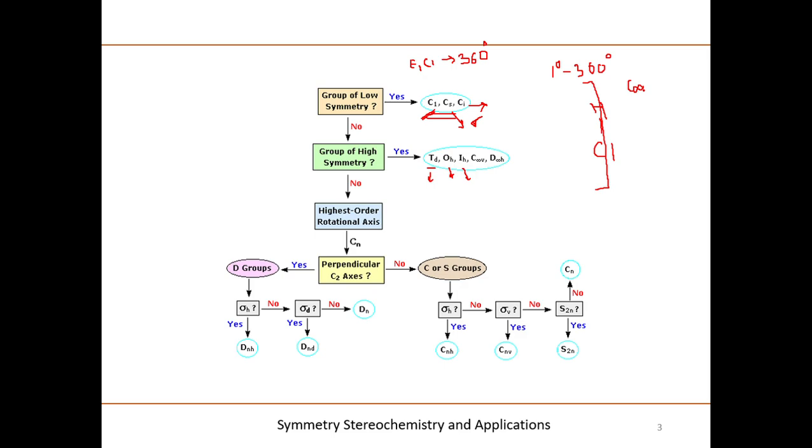Infinite order of axis means you can rotate at any angle. That's why we call it C infinity is present. The order of rotation is infinity, so C infinity is present. Now let's talk about the subsidiary axis or other axes of symmetry, which are perpendicular to the principal axis. Can you see here any other symmetry axis?